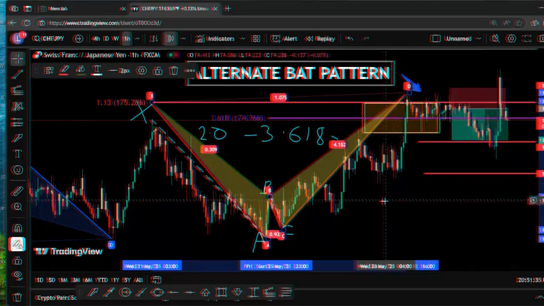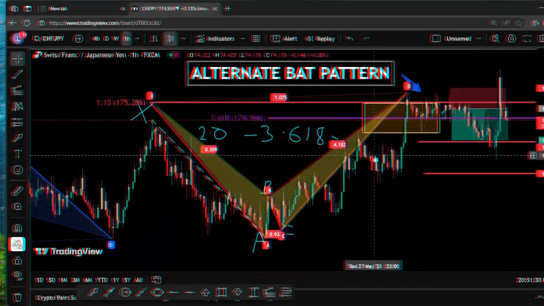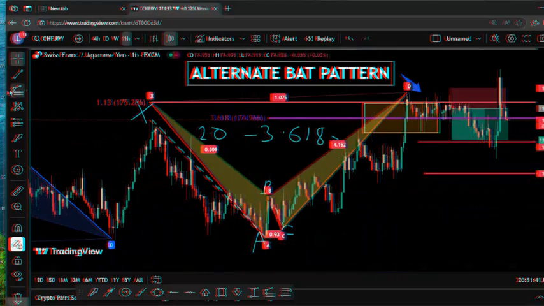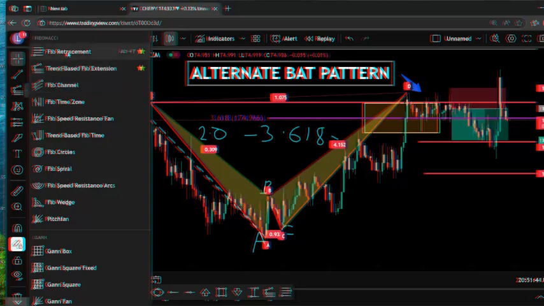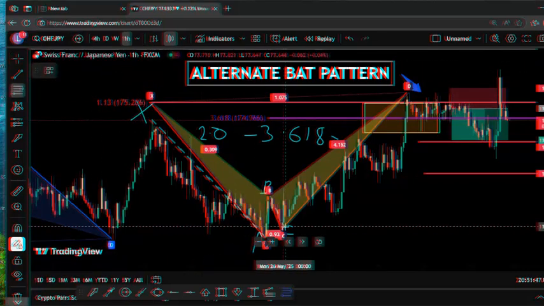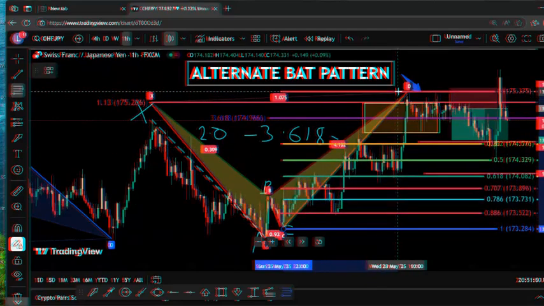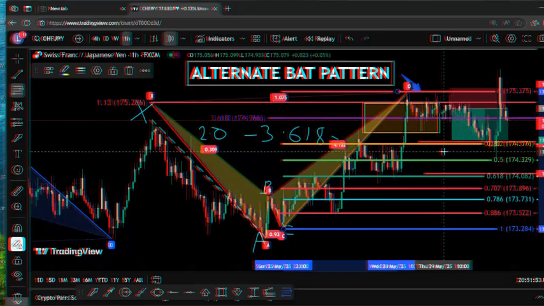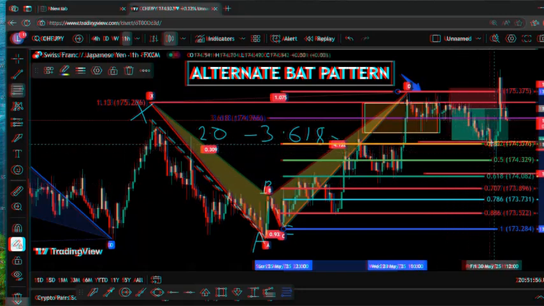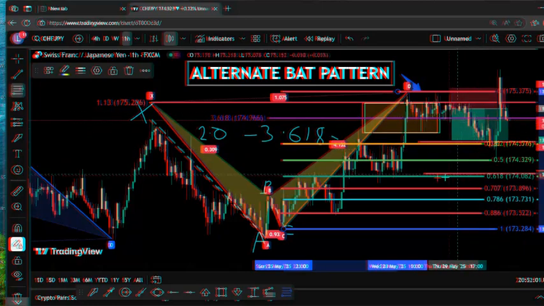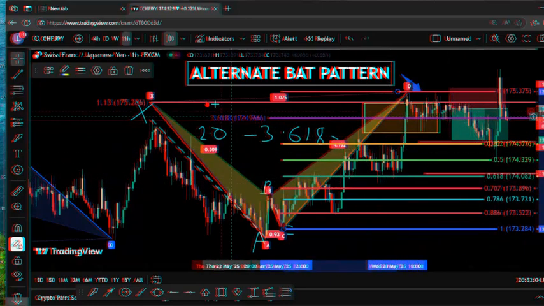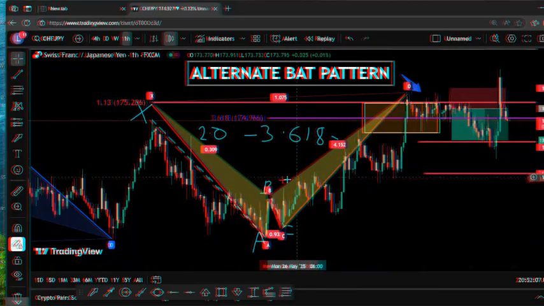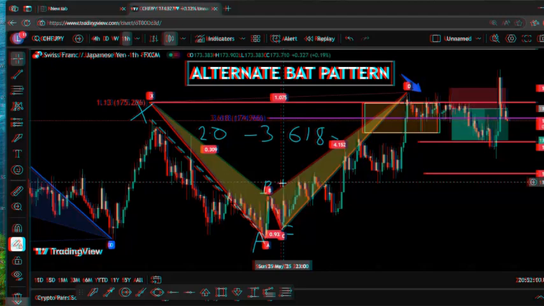Like I said, to measure your profit target, use the fib retracement. You measure from C to where it ended, D, and then you take your first profit at the 3.82. I always take my profit at 3.82. As you can see, it came down and successfully hit the profit target. So this is how you trade the alternate bat harmonic pattern.